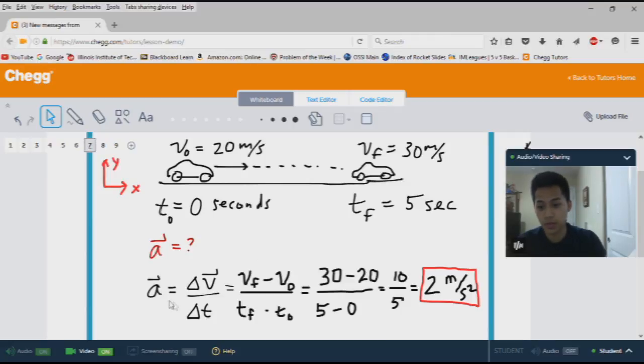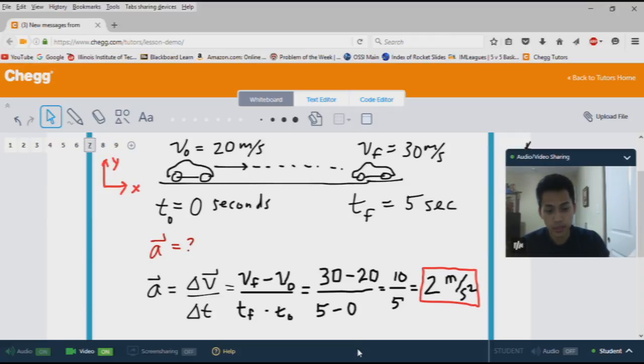Acceleration is equal to change in velocity over change in time. That's the final velocity minus initial velocity divided by final time minus initial time. That equals the final velocity 30 meters per second minus the initial 20 meters per second, divided by the final time 5 seconds minus 0 seconds. If you calculate that out, you get 10 over 5, or 2 meters per second squared.